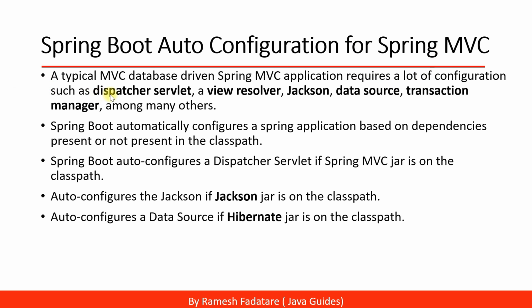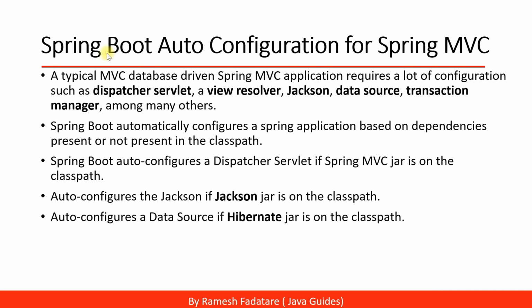Now we understood that typical database driven Spring MVC applications require a lot of configuration, such as dispatcher servlet, view resolver, Jackson, data source, transaction manager, among many others. And this is the typical configuration which we need to configure in all kinds of Spring MVC database projects. If the Spring MVC application is huge, then we may need to configure a few more, and this is a common thing we need to provide in all kinds of Spring MVC projects.